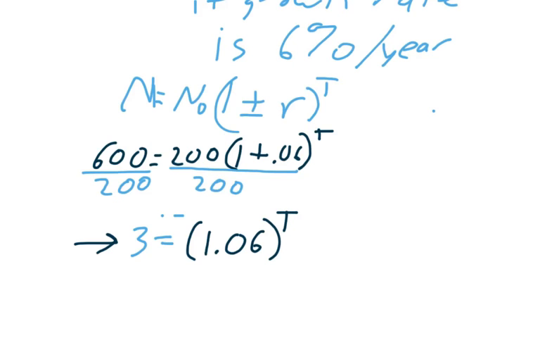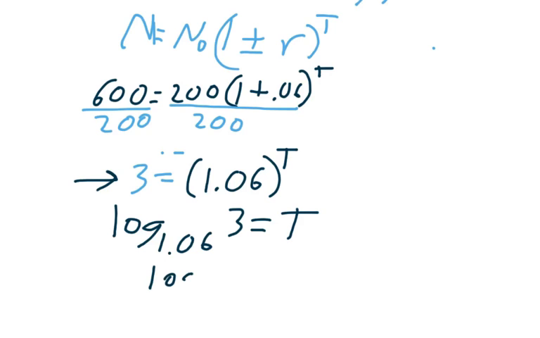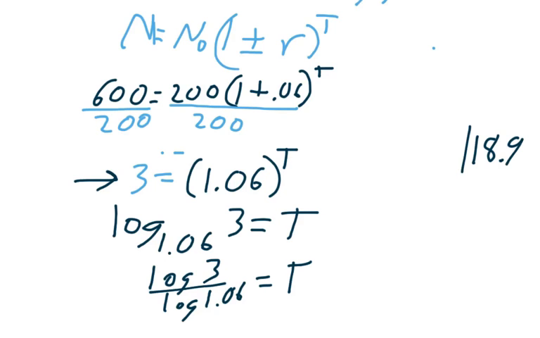Now since this is the equation, I need to figure out what t is. So what I'm going to do is change this to a logarithm. So this is log base 1.06 of 3 equals t, or log 3 divided by log 1.06. That tells me it's going to take 18.9 years.